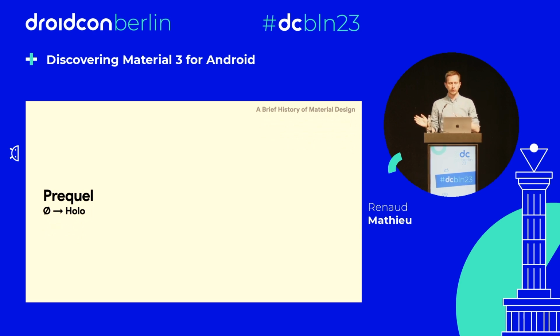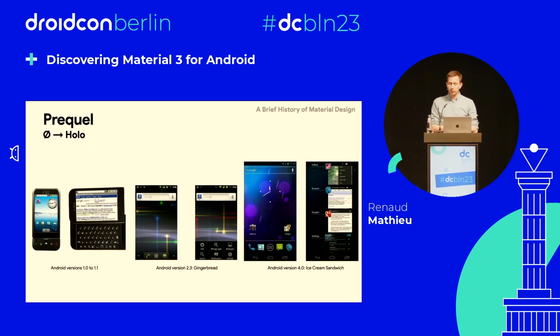So before the prequel, we had nothing, and then we went to Holo. I took some screenshots. That was Android version 1.0. Then we had Gingerbread. Then we had Ice Cream Sandwich, and that was the road from nothing to Holo. At that point, the idea was, okay, we don't have any design, so let's try to at least have some consistency across all the apps within your phone, within the user device.